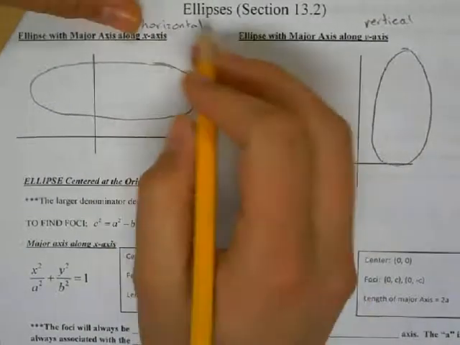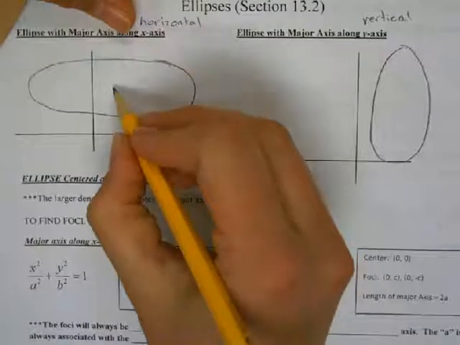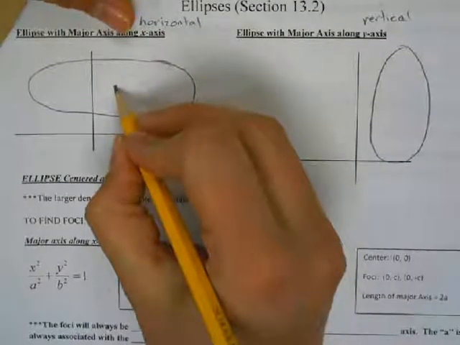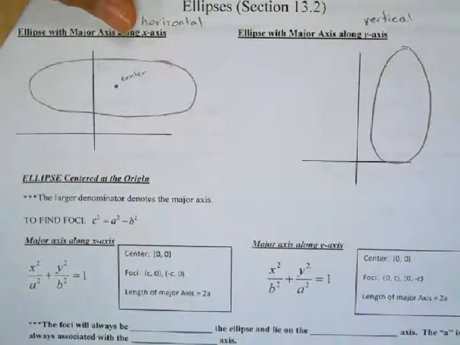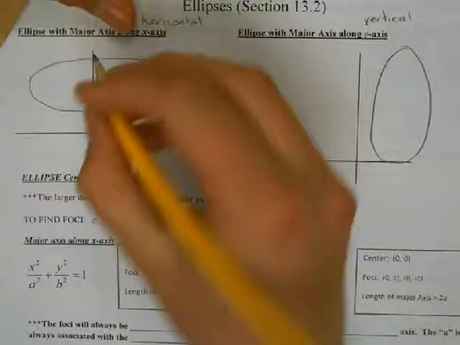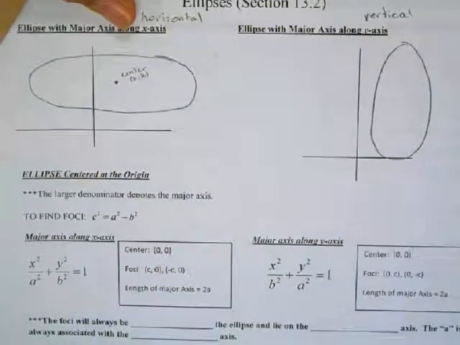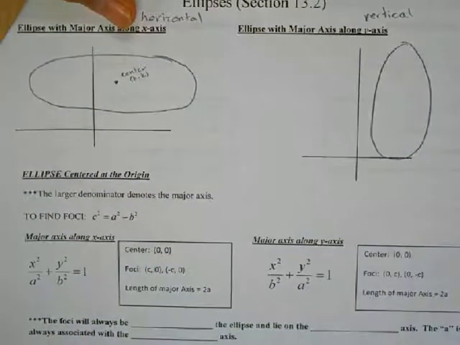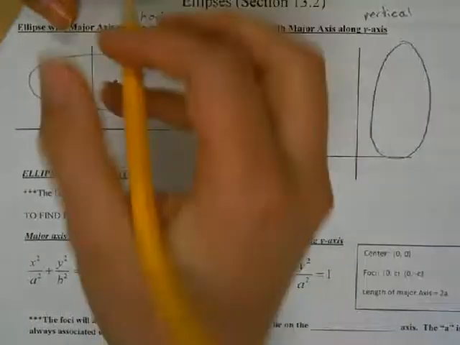Now with your ellipse, there's lots of little pieces that you have to know. For instance, starting with the center. This is the center, and our center is going to be (h, k), just like it is with our circles. So if you already looked at the circles, the center happens at (h, k). That's that coordinate point.